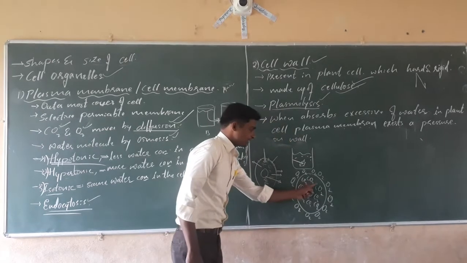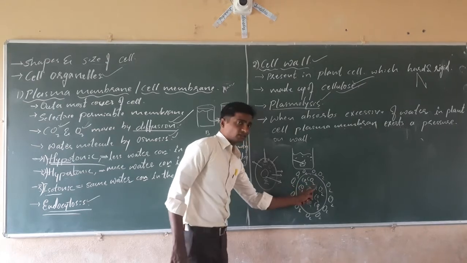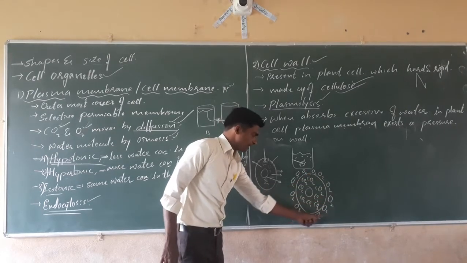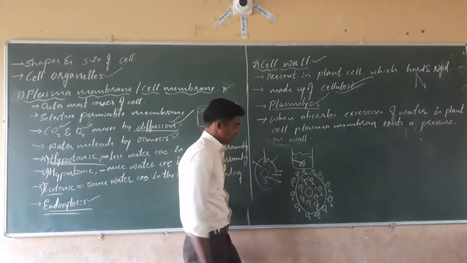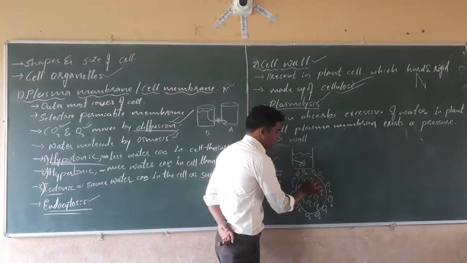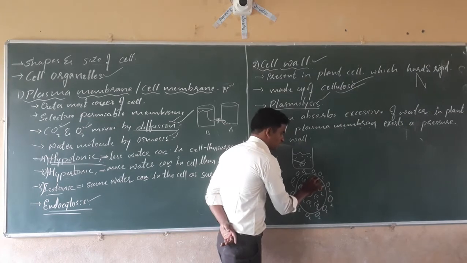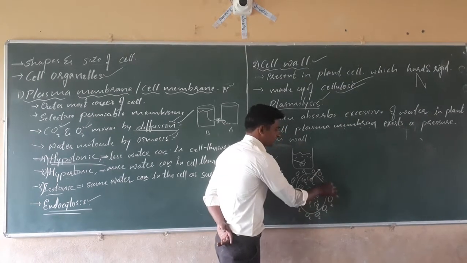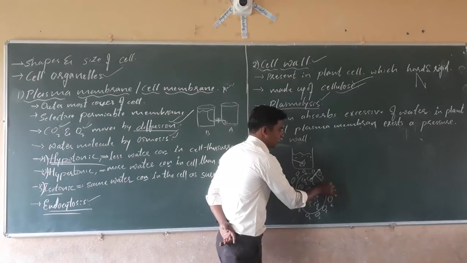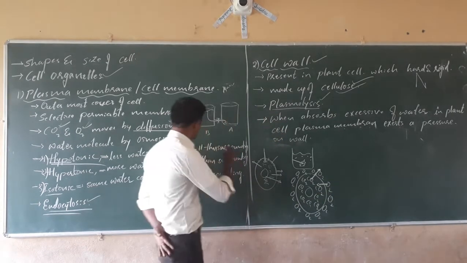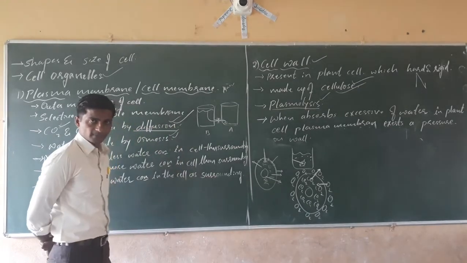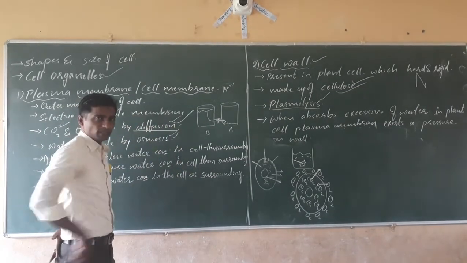See here, inside the cell, carbon dioxide concentration is more. Outside the cell, oxygen concentration is more. See what happens in such situations? The carbon dioxide, present in higher concentration inside the cell, moves from higher concentration towards the lower concentration. And oxygen from outside the cell also moves from higher concentration towards the lower concentration. That is by the diffusion process. That's why we are calling it a selectively permeable membrane.